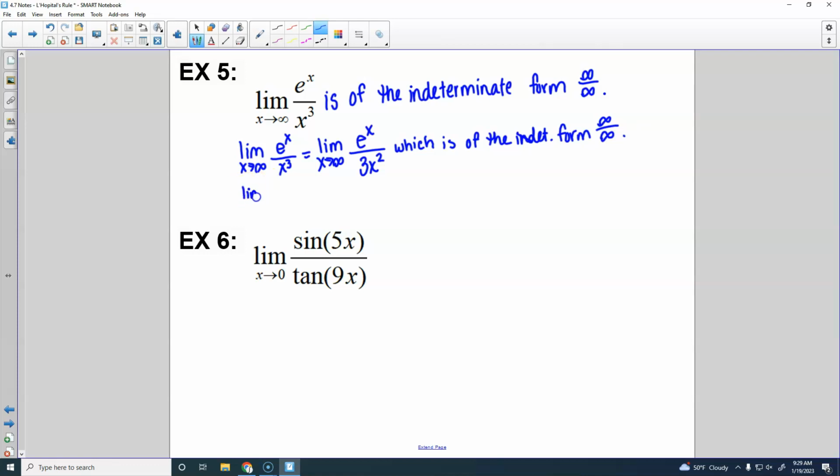Because now you would have to say the limit as x approaches infinity of e to the x over 3x squared. Oh, and I'm still not doing biorbital's. You can see this one gets tedious with what you're writing each time if you have to do this. That's going to equal the limit as x approaches infinity of e to the x over 6x, which is still infinity over infinity, right? So technically you should write this one more time.